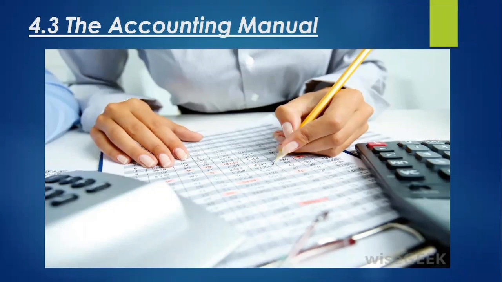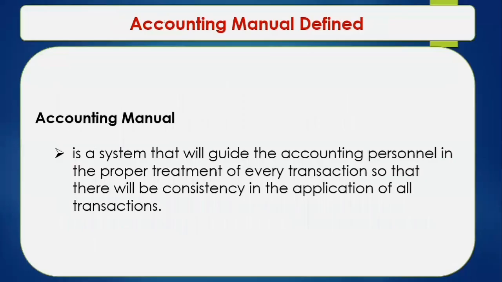Remember, part of the accounting system is the accounting manual, correct? So what is meant then by accounting manual? When we say accounting manual, this is a system that will guide the accounting personnel in the proper treatment of every transaction so that there will be consistency in the application of all transactions.